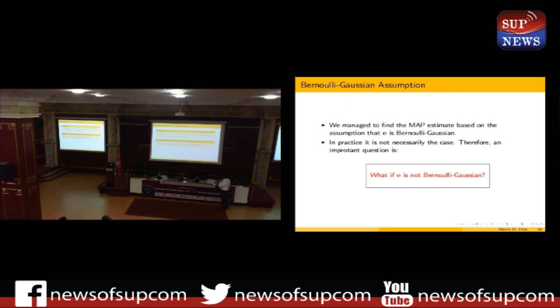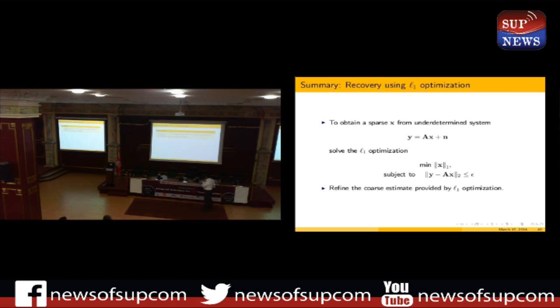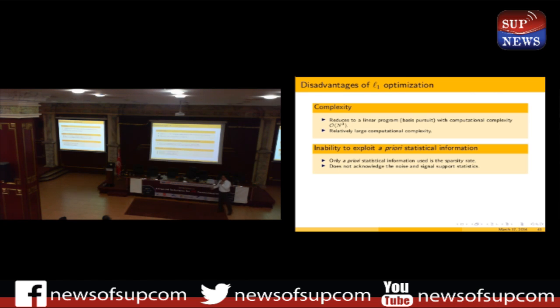Okay, so what we've done so far, just to summarize, is we've seen that if we want to solve this system of equations, when x is sparse and the system is underdetermined, we solve the L1 problem, and then refine it statistically. That's what you could do. But there are several problems with this approach. First of all, although we can solve it in polynomial time, it's still complex. That's one.